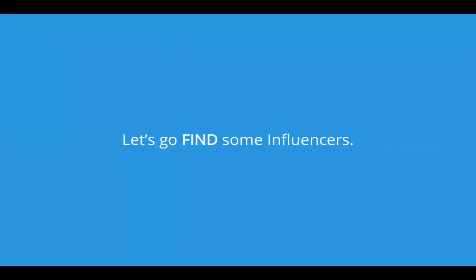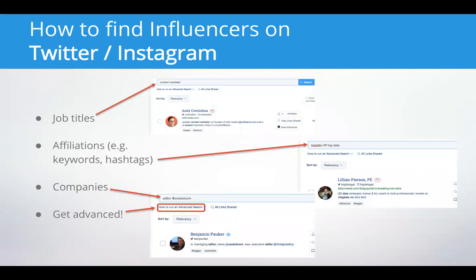Let's go find some. First, let's talk about the Twitter and Instagram piece. The reason we tackle these together is our Instagram data is actually tied to our Twitter database. We have about 150 million plus profiles from Twitter in our database. It's a really, really massive set of profiles. And out of that, our Instagram becomes a filter.